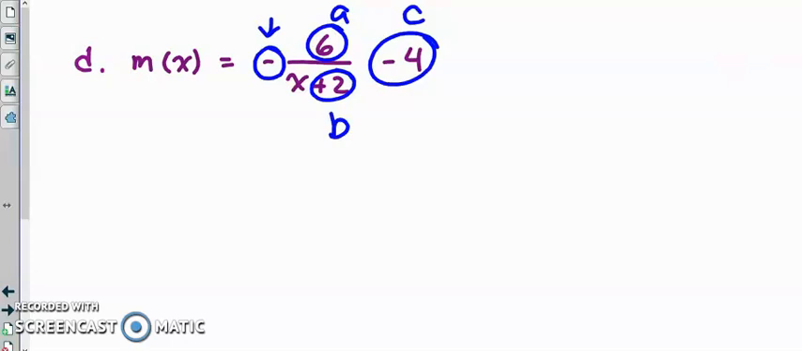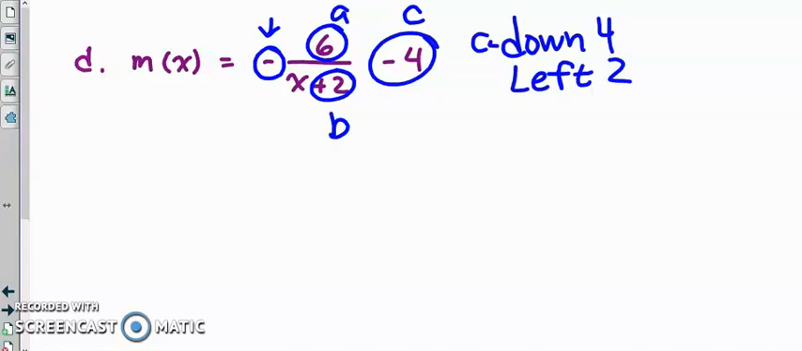So with that, let's take a look at it. So here, first off, we're going to go down 4. We're going to go to the left 2 for B. This is C. This is B. For A, we can say that either it shrinks or that it vertically stretches. And for what we talked about, we said shrink. But you can say vertically stretches too. All right, and then the last one is flipping about the x-axis because we have a negative in front.